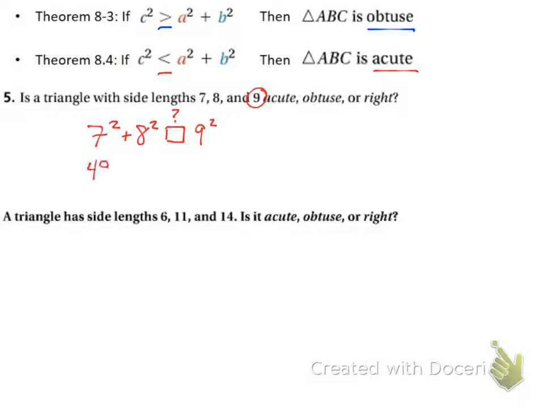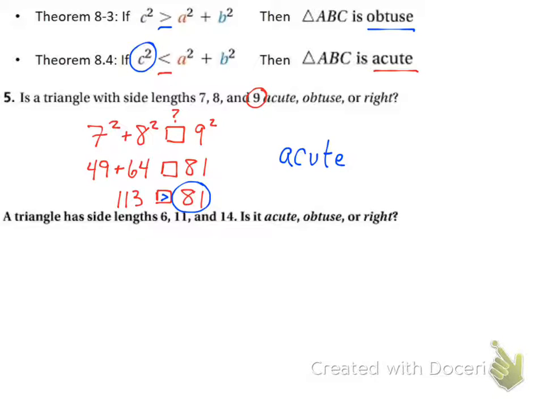And so I get 49 plus 64. And 81, and so I get 113 and 81. So 113 is going to end up being bigger, and so again, just by looking at my rules, if a squared and b squared are bigger than my c squared, I know that it's going to be acute. So this is going to be an acute triangle. Remember that this is my hypotenuse. And so if it's smaller than the other two, then I know that it's going to be an acute triangle.